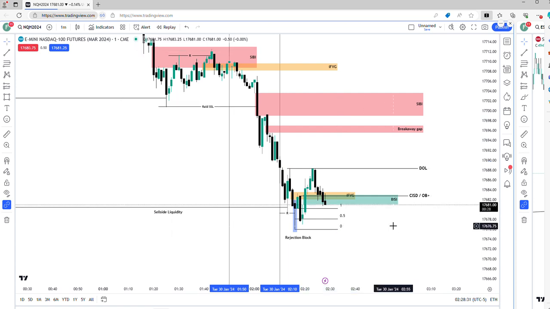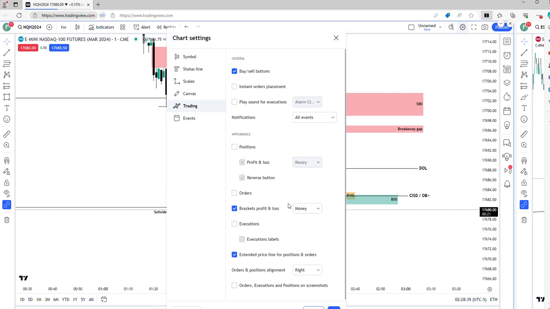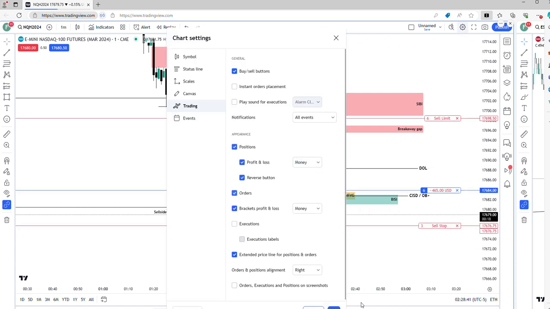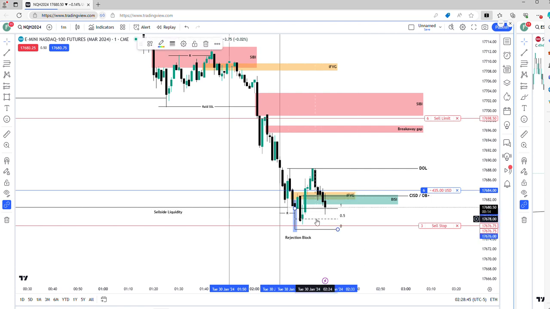So what's kind of happening here is we've taken out that liquidity. We've formed that SMT, right? And we're tapping back into that zone. So that's kind of what we're rolling with, I guess, at this point, right? So just so you can see, we're tapping back into that order block, right?